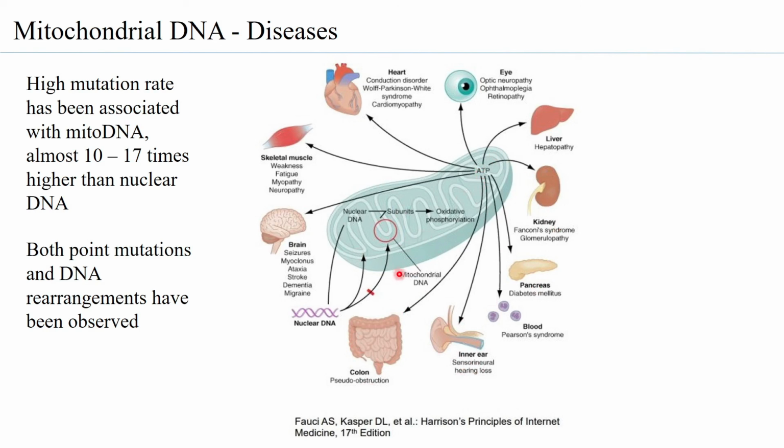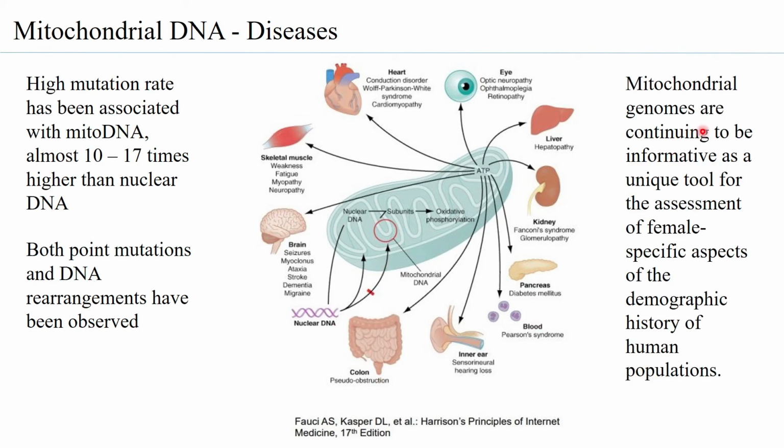Now, sometimes it is not solely because of the mitochondrial DNA. It can also be because of a combination of both the nuclear DNA and the mitochondrial DNA. But the fact is that patients do suffer from diseases that are associated directly with the mitochondrial DNA. Another interesting fact is that mitochondrial genomes are an informative tool for assessing specific aspects of evolution. Because you have this high rate of mutation and because mitochondrial DNA is small and you can sequence it, you can actually screen a large number of mitochondria from the population to look at how a particular disease has evolved or how a particular characteristic of a human associated with the mitochondrial DNA has evolved.